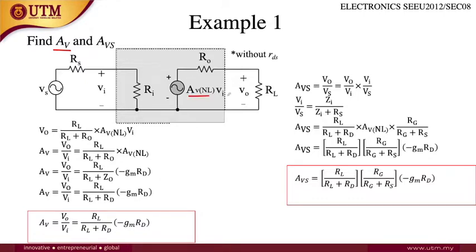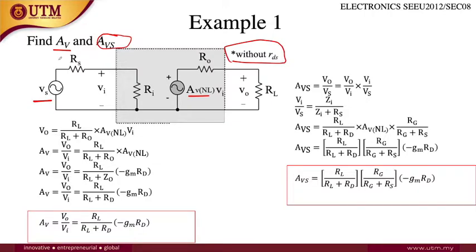which is no load. All right, and then AVS, which is the voltage gain at here, voltage gain at here. And it's mentioned that it is without RDS, so you don't have to consider the RDS. Okay, so it gives you the AC equivalent circuit already.